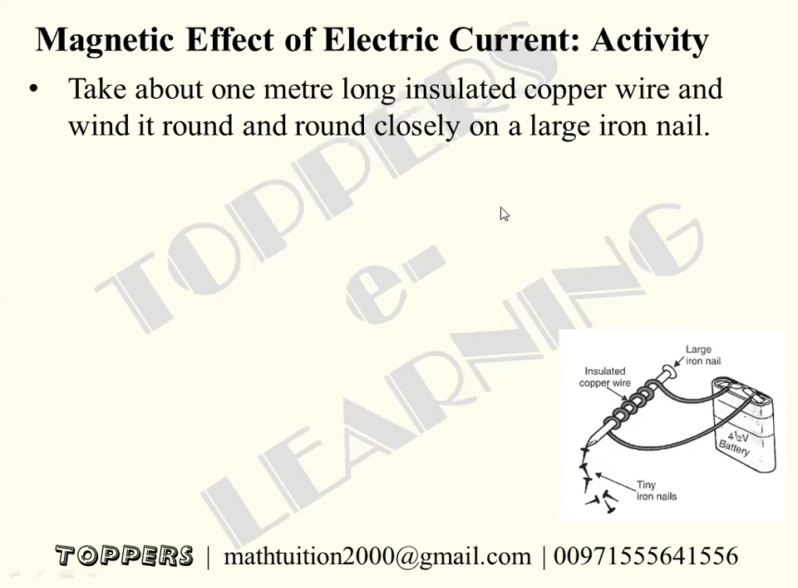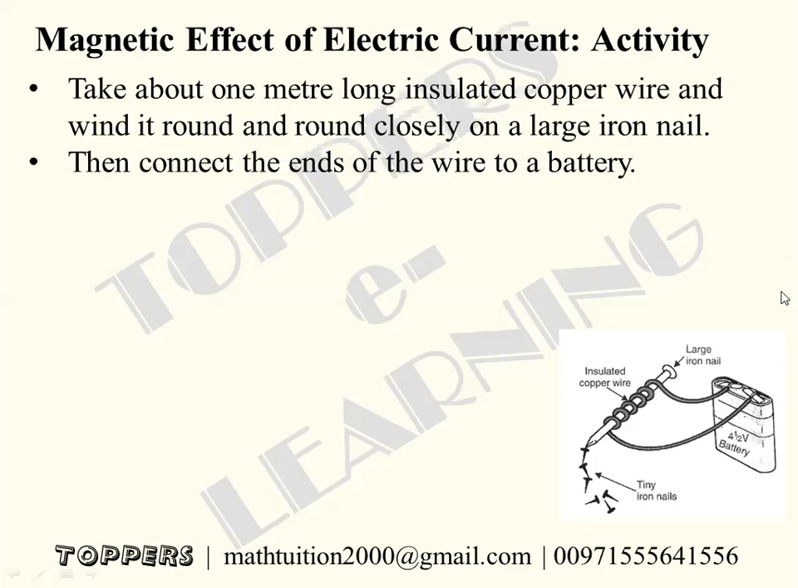See here, the picture I have shown here. We have an iron nail, right? It is wound by insulated copper wire. Now connect the ends of the wire to a battery. So you can see it is connected. The ends of the wire are connected to the battery. This part is connected here and this part is connected here. You see, right? Positive and negative.